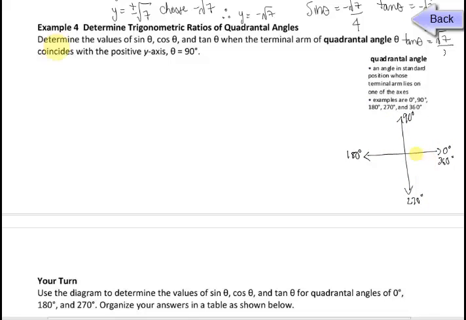Okay, so we are going to determine the values of sine theta, cos theta, and tan theta, where the terminal arm of quadrantal angle theta coincides with the positive y-axis, and that's where theta equals 90 degrees. Now we have to approach this differently than our last couple of examples, because we won't be able to draw ourselves a reference triangle. So the first thing we're going to do is let the point P(x, y) be any point on the positive y-axis.